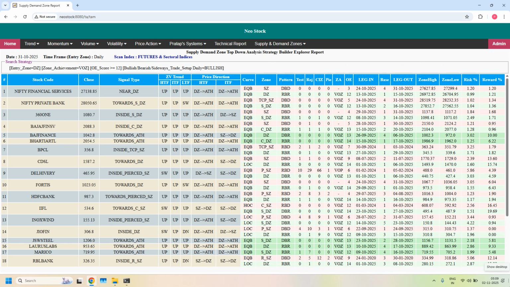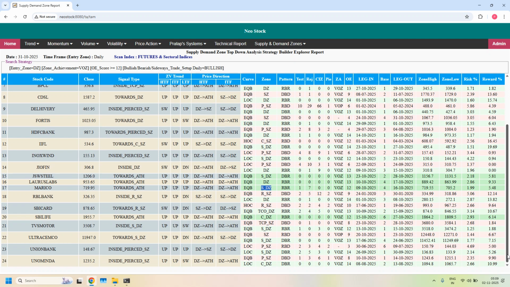So first 18 stocks supporting monthly income trade for bullish trade setup, and all the entry time frame zones are daily demand zones. First 18 stocks in the list. Scrolling the list down, total we got 24 stocks.